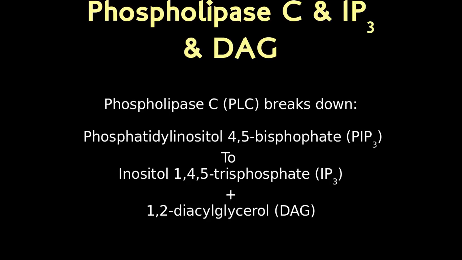So when we chop off the inositol 4,5-bisphosphate along with the phosphate that connects it, you get the inositol and a bunch of phosphates attached to it, three of them. And then you get the diacylglycerol. Diacylglycerol is just glycerol with two fatty acids attached to it.